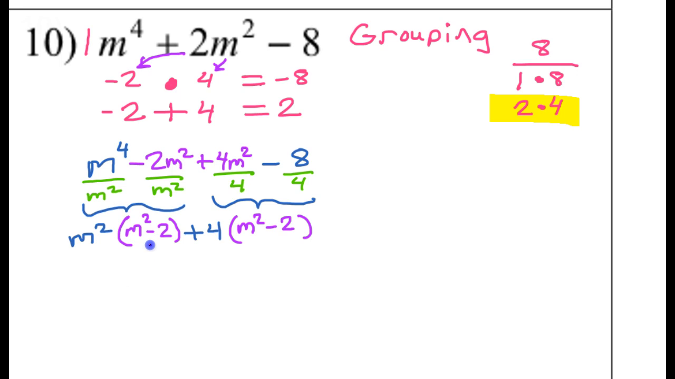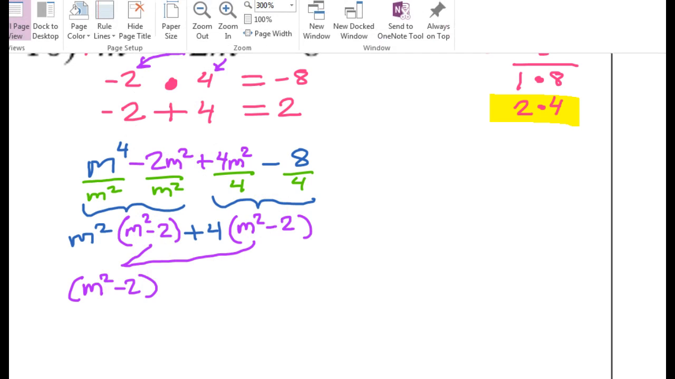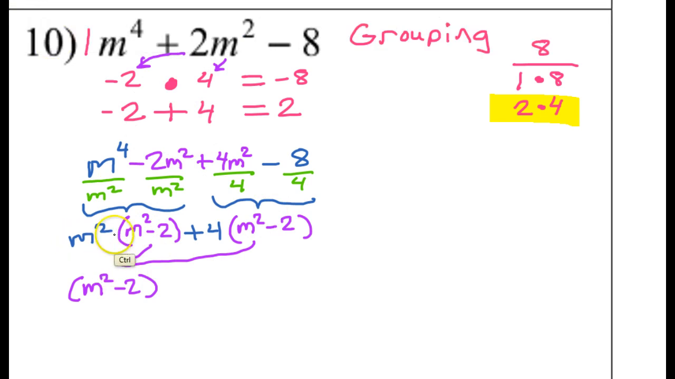Now, because these are the same, they are actually a common factor. And we're going to do what we always do with a GCF and put it way out in the front. So I'm going to take my m squared minus 2 and put it out front. Now if I take those away, that's going to leave behind these blue terms. It's going to leave behind m squared plus 4.